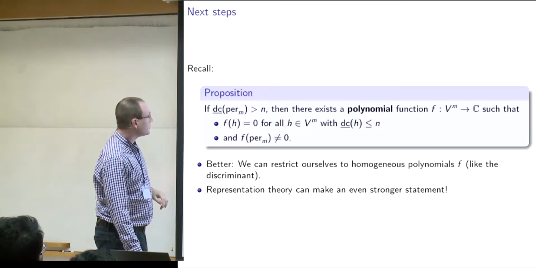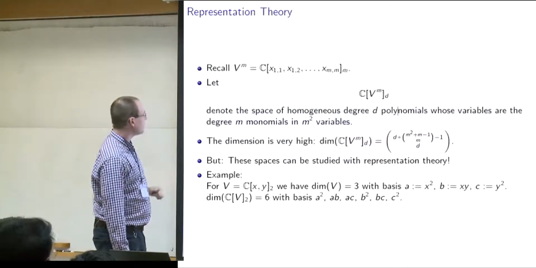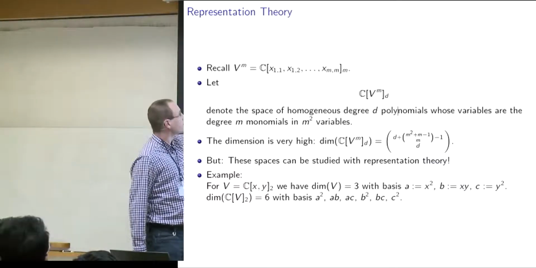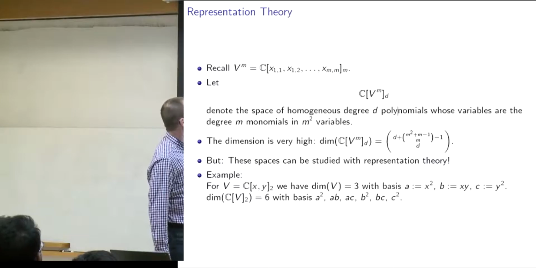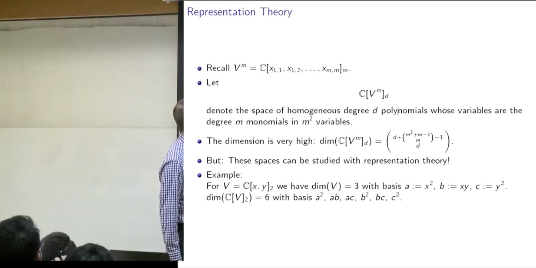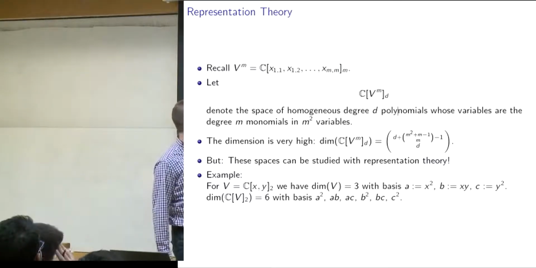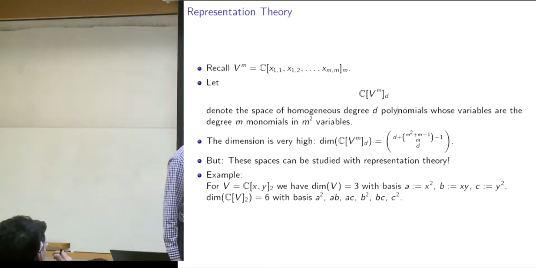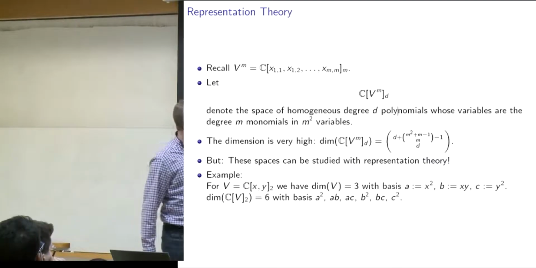And I try to tell you what it does. It will be a tiny bit more complicated though. Okay, so recall this is our space. It's the space of VM. This is a bit hard to read, but it's just the homogeneous degree m polynomials in m squared variables. And now we want to look at possible functions that could give us separations.